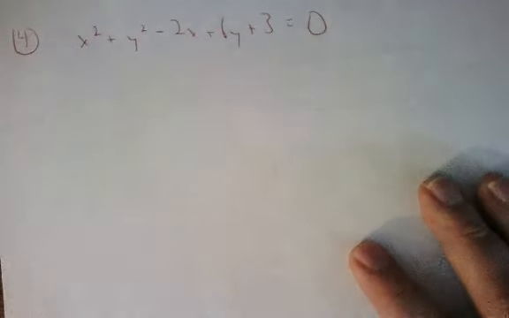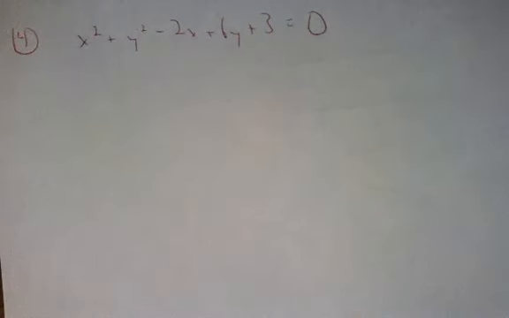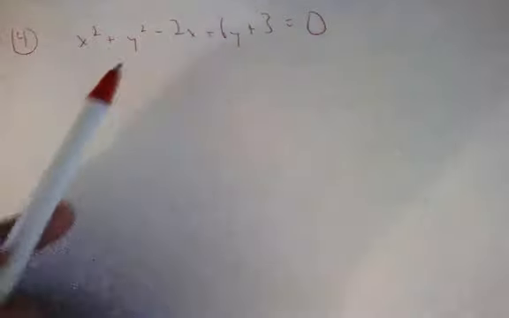Once we get to number 4, let me move over to a separate sheet of paper because we're going to need a little more workspace. So this is question number 4, and what this question says is that the equation, and let me write that, x squared plus y squared minus 2x plus 6y plus 3 equals 0, is equivalent to, and all your options are circles written in standard form.